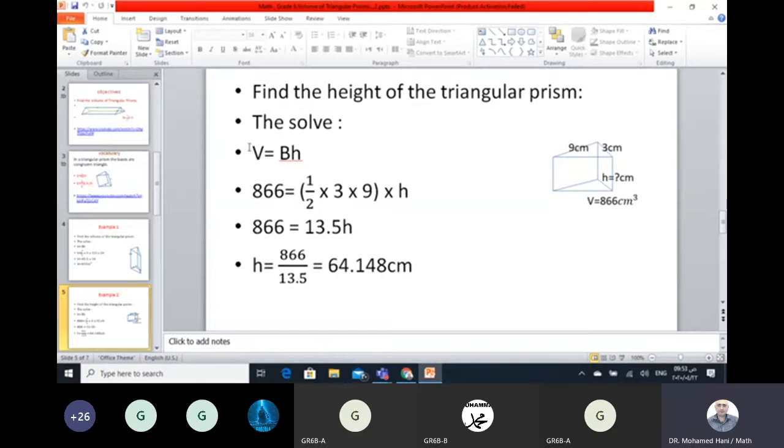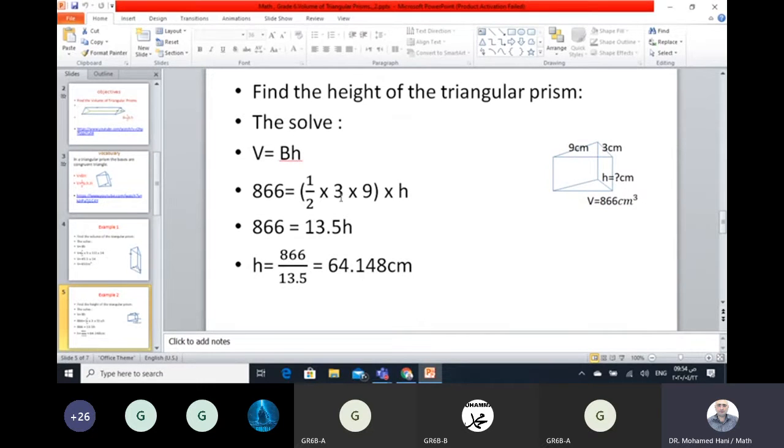Start from the formula. V equals big B multiplied by H. As you know, B is the area of the triangle. The rule to solve the area of a triangle is 1 over 2 multiplied by the base of the triangle multiplied by the height. So I can write 1 over 2 multiplied by the base of the triangle, which is 3, and the height of the triangle, which is 9. Here I know the value of V, 866, but I don't know the value of the height of the prism. So this is the missing number, this is the variable.